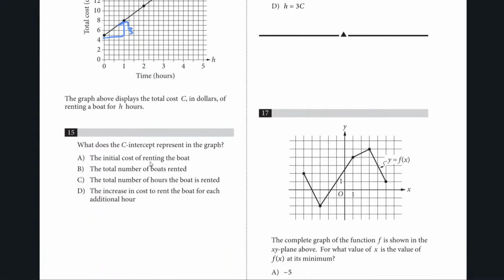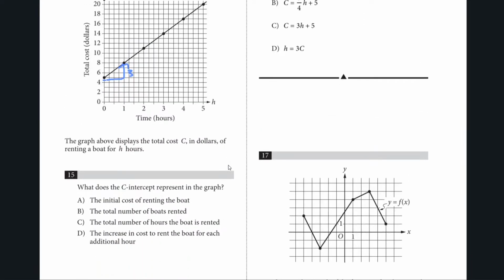What does the C-intercept represent in the graph? Well, C is how much you start with, or how much you need to start paying at time 0. So the initial cost of renting the boat.